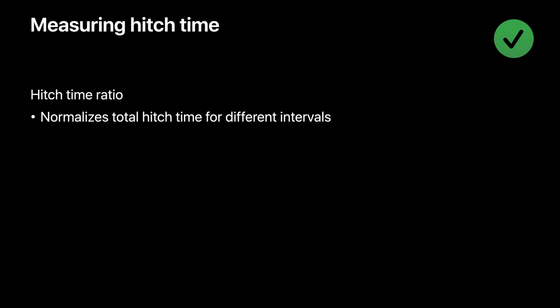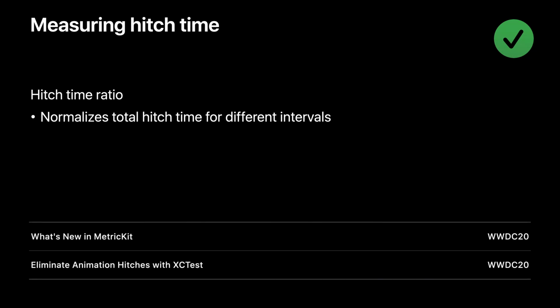To learn about how you can use this metric to measure your own app performance, check out What's New in MetricKit. To see how to track hitch time ratio in your test suite, check out Eliminate Animation Hitches with XCTest.